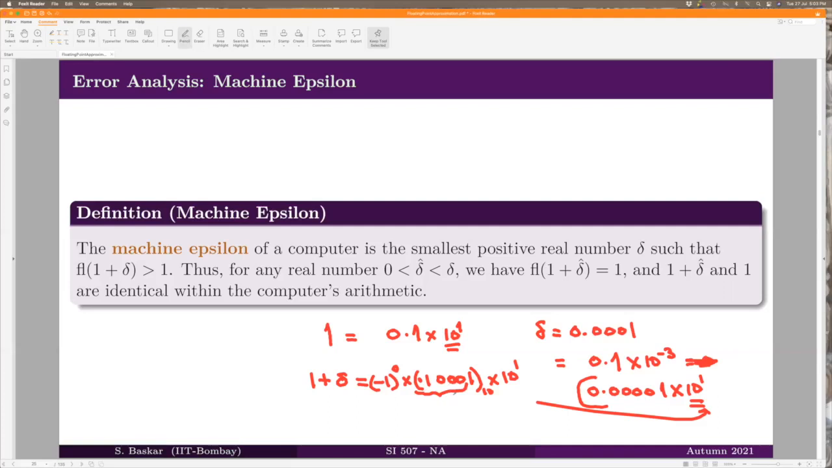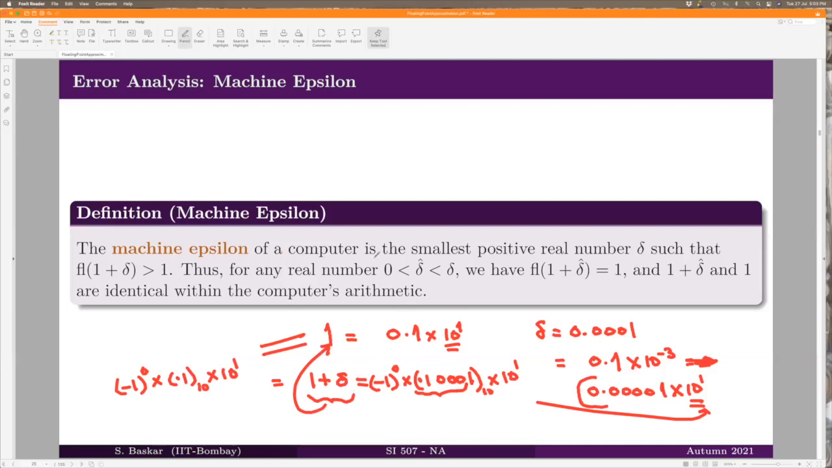Then what your computer does is it will simply take it as -1 to the power of 0 into 0.1 to the base 10 into 10 to the power of 1. That is simply equal to 1 only. So for such a computer, although you are asking it to perform 1 plus delta, which is not equal to 1, it understands this number as just simply 1 only, right? So that is the basic idea of machine epsilon.